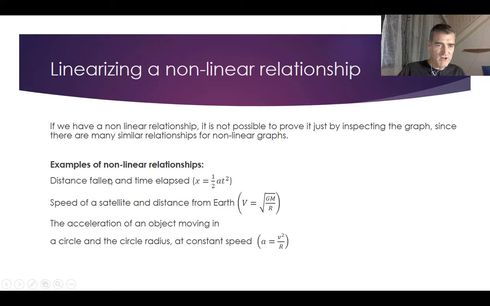And so these are some relationships here that are non-linear. Speed of a satellite as well here. If we look at that, we can derive that by equating Fc to Fg, and we end up with the velocity of the satellite being root GM over r. The acceleration of a circle moving at constant speed, with the radius constant, then varies according to v squared over r.